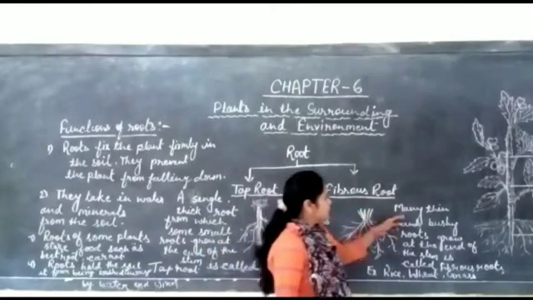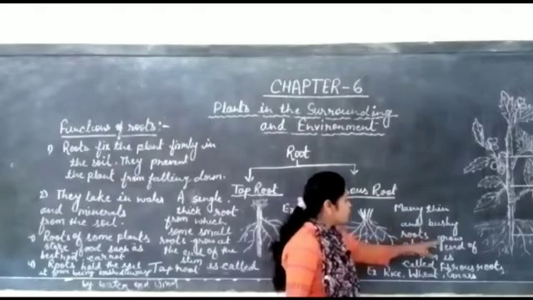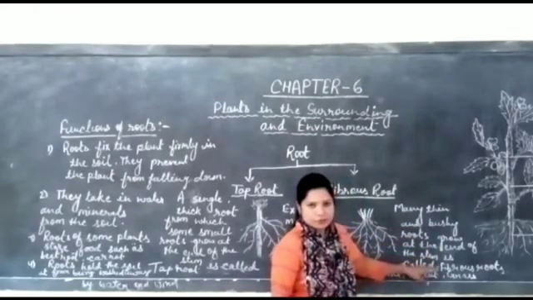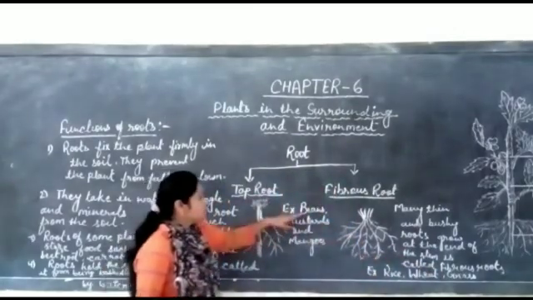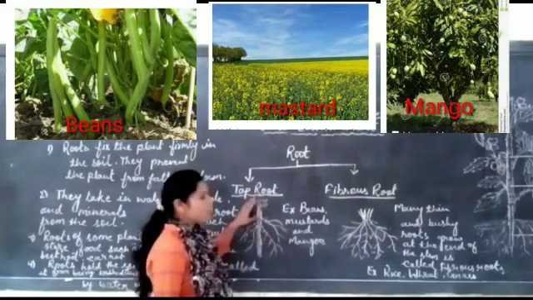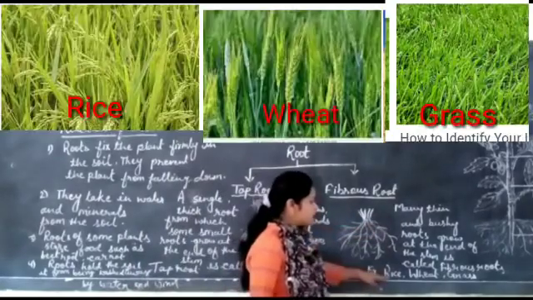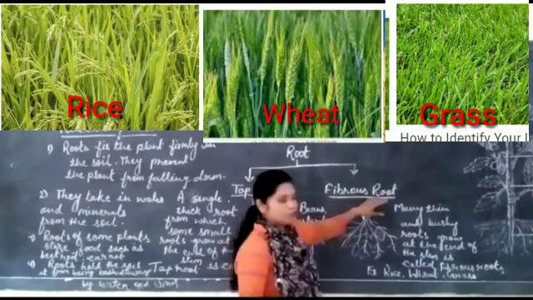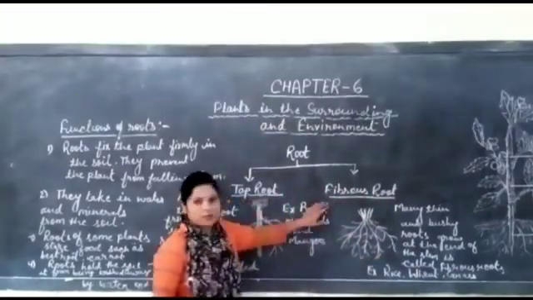So let us see the definition. Many thin and bushy roots that grow at the end of the stem are called fibrous roots. Let us see the examples of both the roots. Beans, mustard and mangoes are examples of taproot. Similarly, rice, wheat and grass are examples of fibrous roots. So this is the difference between taproot and fibrous root.